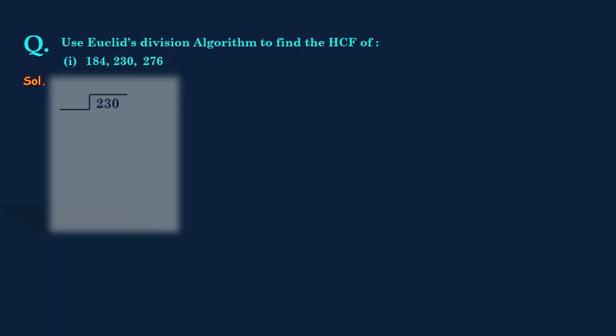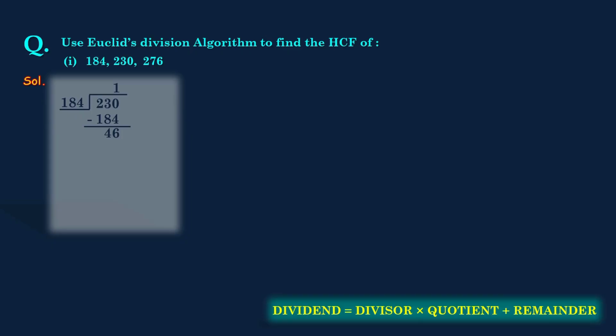So we will take the first two numbers, 184 and 230. Since in this case 184 is smaller than 230, 184 is going to be the divisor over here and 230 is the dividend. So let us apply that. Now divide it. So 46 is the remainder. Euclid's division algorithm says that dividend equals divisor into quotient plus remainder. So here the dividend is 230, the divisor is 184, the quotient is 1 and the remainder is 46.